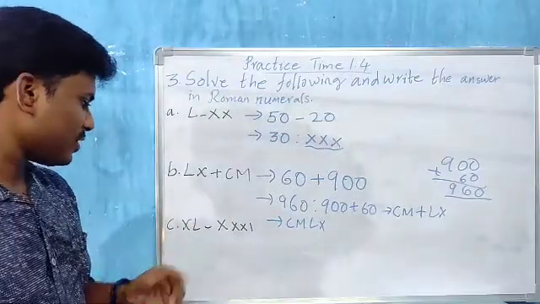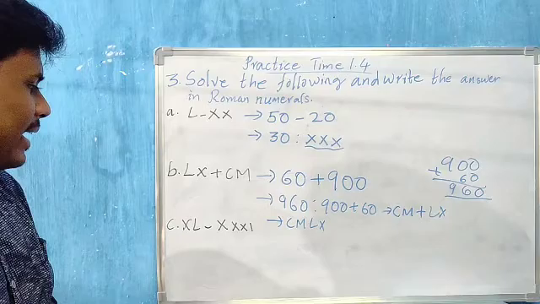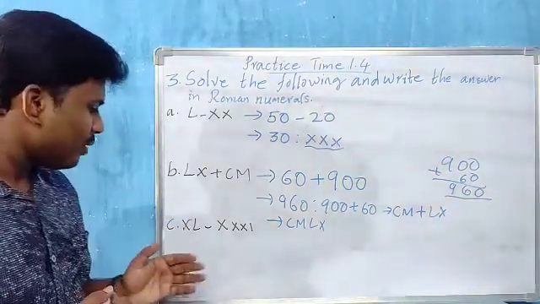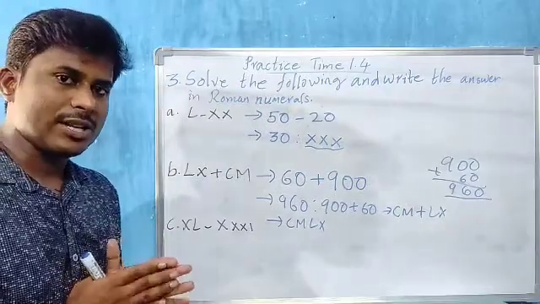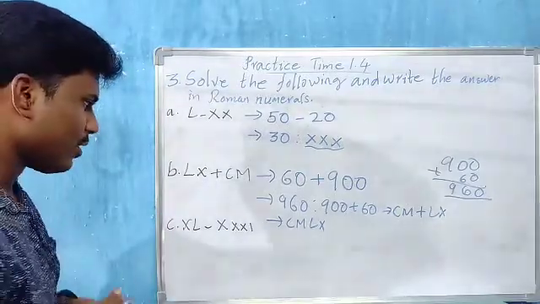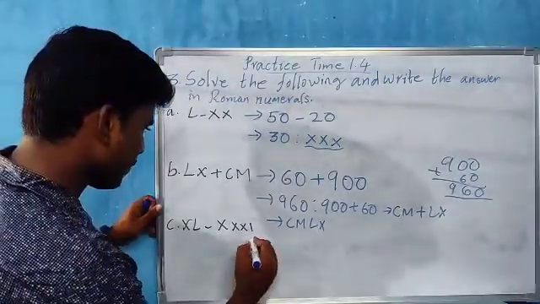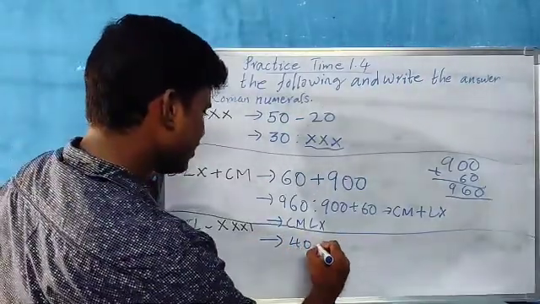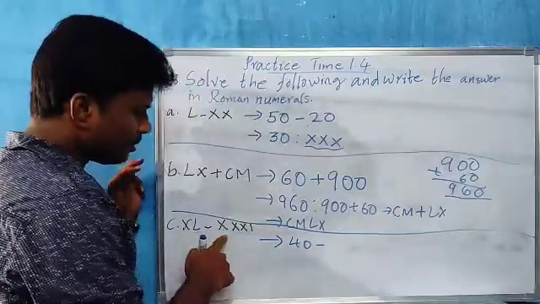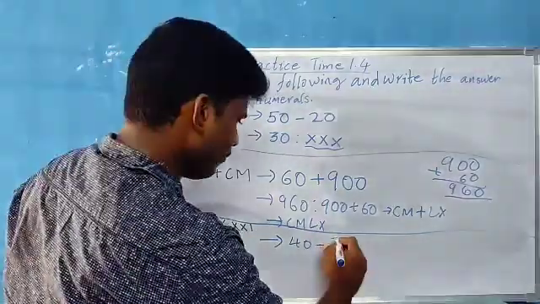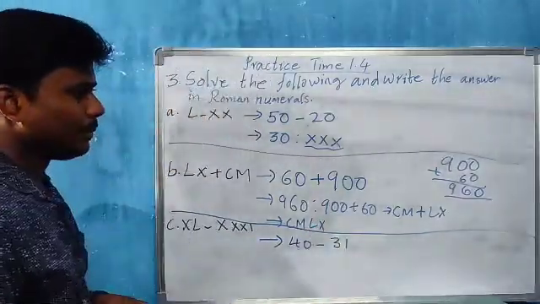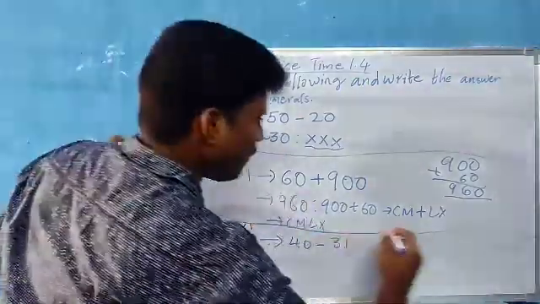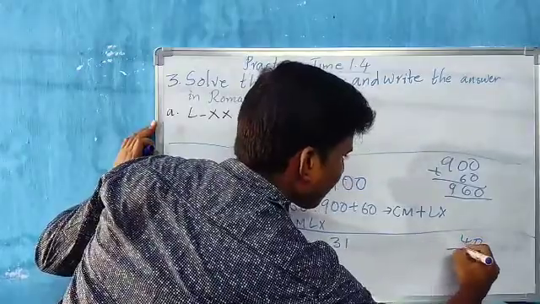Now go for this question. XL minus XXXI. So XL, children, what is the value of XL directly? You can say 40. 50 minus 10, 40. Okay children, let us write it in this way. It is 40 minus 31, children. 40 minus 31. So we have to do subtraction. 40 minus 31, children.